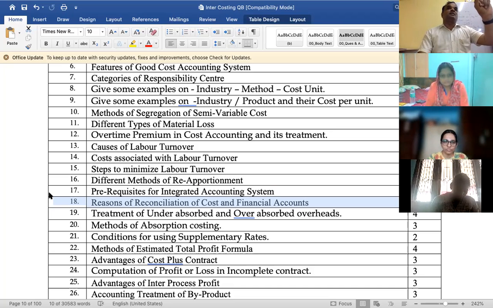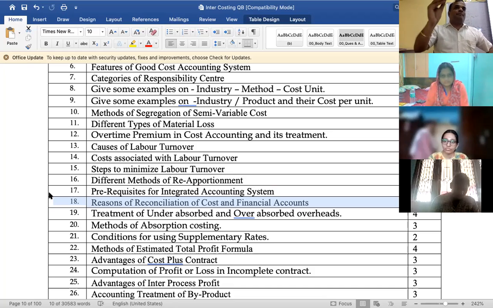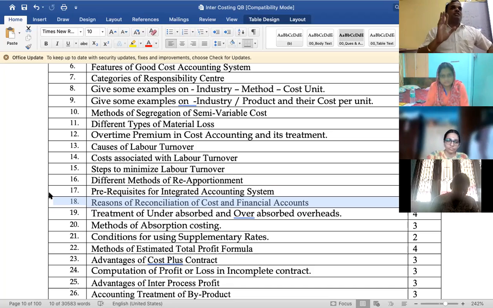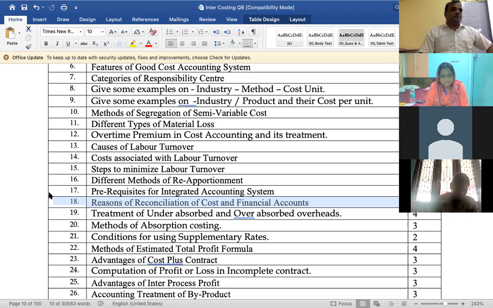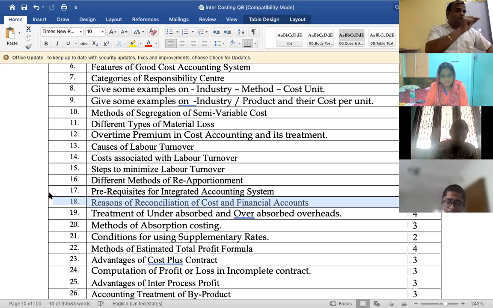In a few circumstances, they'll ask a 2 or 3 mark question: give some example items which are included in the financial accounting but not in cost accounting. And look at the examples also, that is equally important. It is a concept based question, understand?